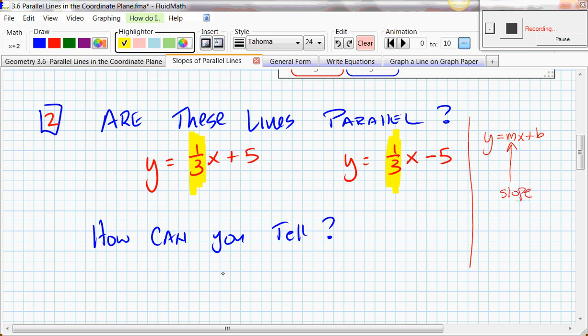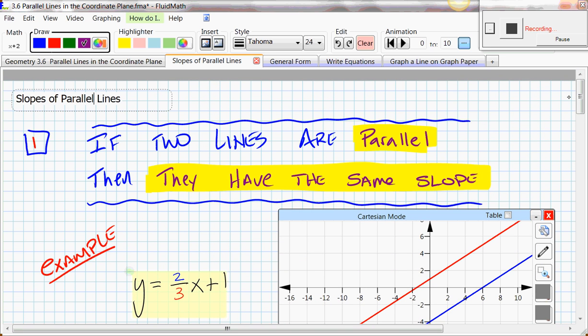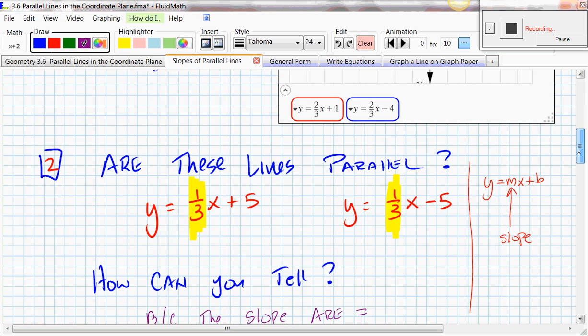So I can say because the slopes are equal, they must be parallel. So that's how I can tell, because the slopes are equal, and that's what it says up here, right? If two lines are parallel, then they must have the same slopes. So if their slopes are equal, then they must be parallel. The converse is also true.